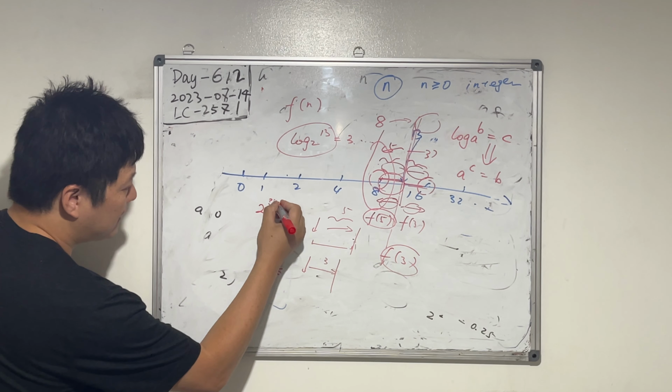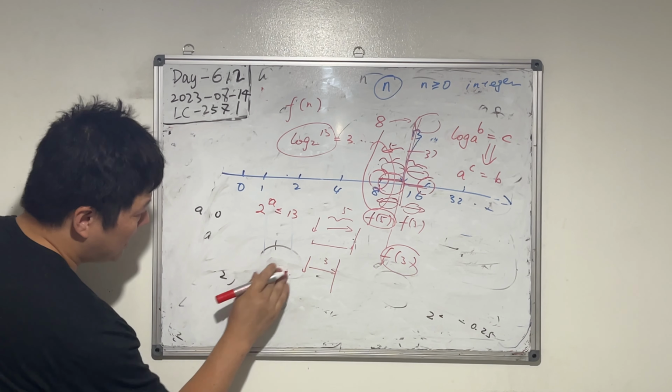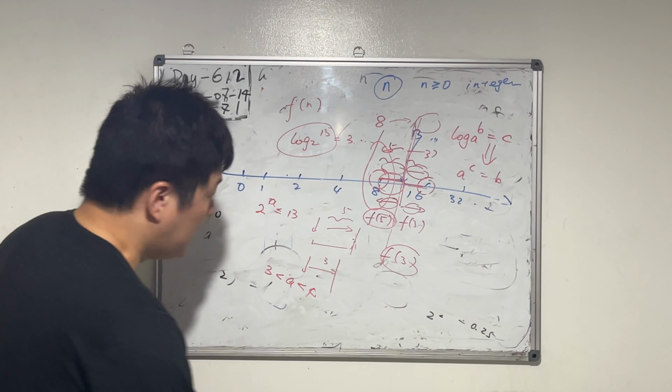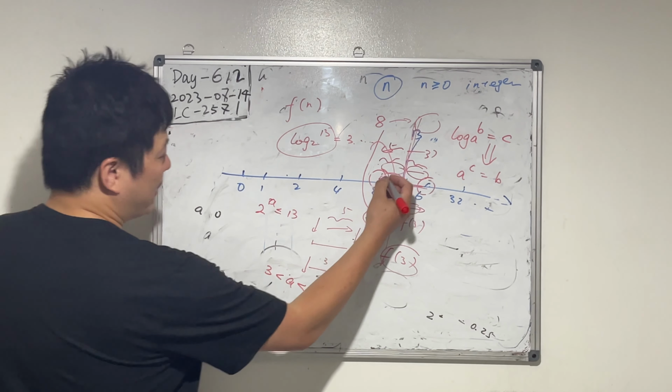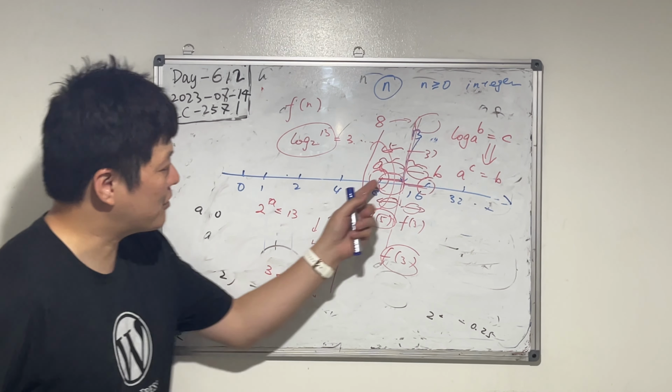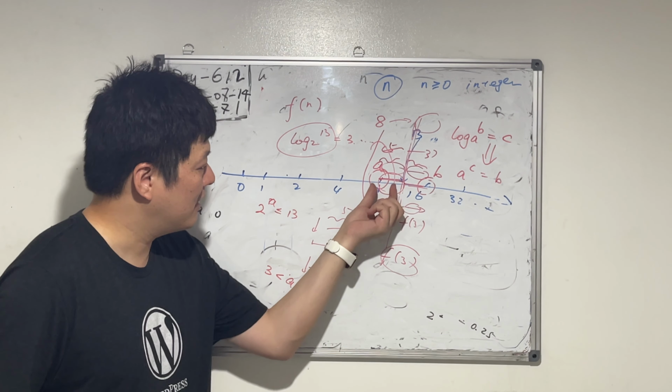Let's say this is A, right? So this A is between the 3 and 4. So we can find this A, and B equals A plus 1, right? And then we can just calculate this bit.